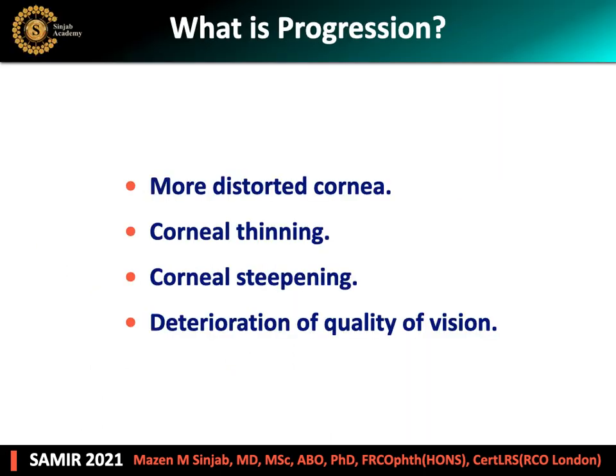I've been asked to talk about the progression of ectatic corneal diseases. We can define the progression of ectatic corneal diseases as corneas becoming more distorted, thinner, steeper, in addition to more deterioration of the quality of vision.